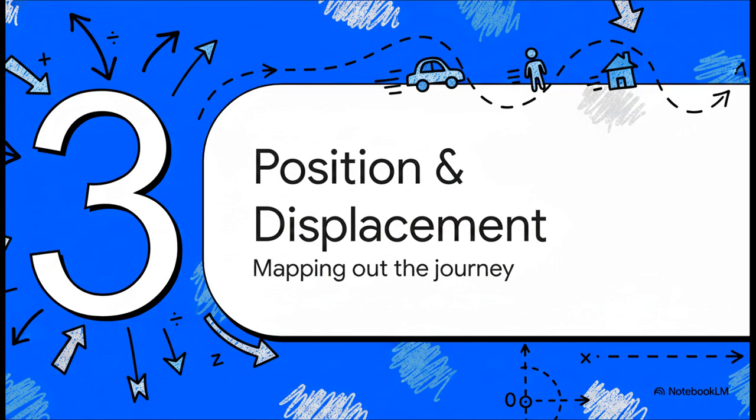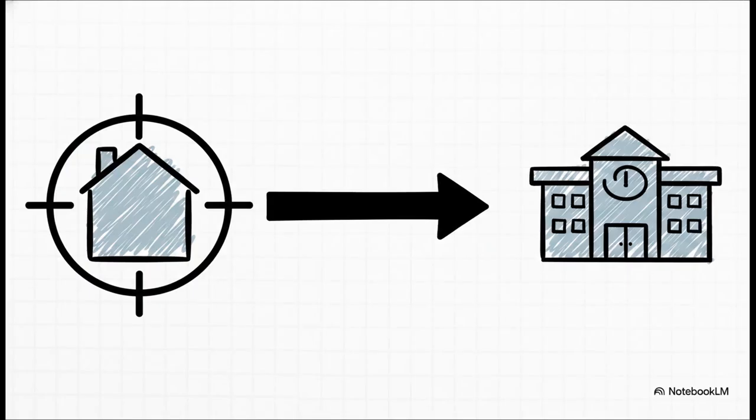Which brings us nicely to Section 3, position and displacement. It all starts with position. Your position is basically your starting line, and we map it as a vector. It denotes your distance and direction from a specific reference point, usually the 0-meter mark.